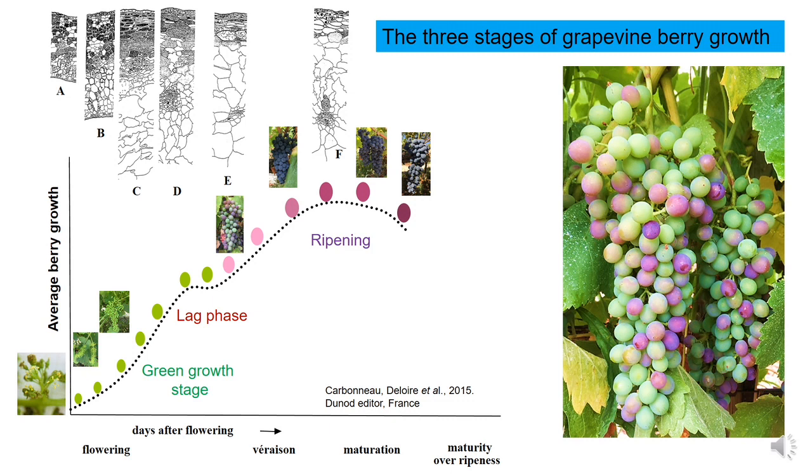The right-hand side figure is showing a bunch of Shiraz at veraison, and during veraison, at one moment, you have 3 or 4 types of berries within the cluster. The hard and green berries, the soft and green berries, meaning that those berries start at veraison, the pink and red berries. So it's heterogeneous. It means that at harvest, the berries will not have the same ripening level.